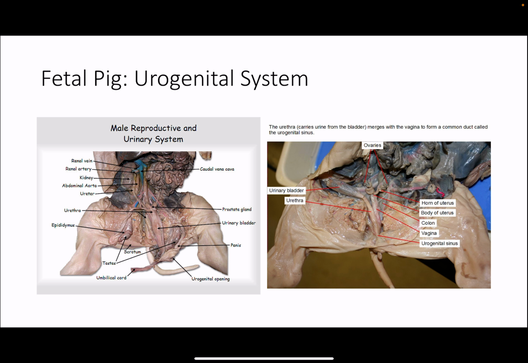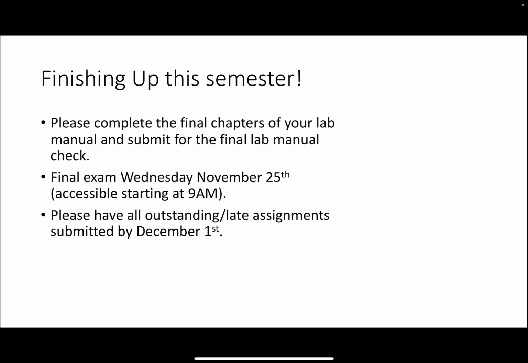All right. So that covers everything for this semester. Basically, please just complete the final chapters of your lab manual and submit it for the final lab manual check. I will open up an assignment thing, or you can just email it to me. The final exam will also be Wednesday, November 25th. The exam will have the same format as the midterm, where you have 4 questions and you choose to respond to 2. It will be accessible starting at 9 a.m.